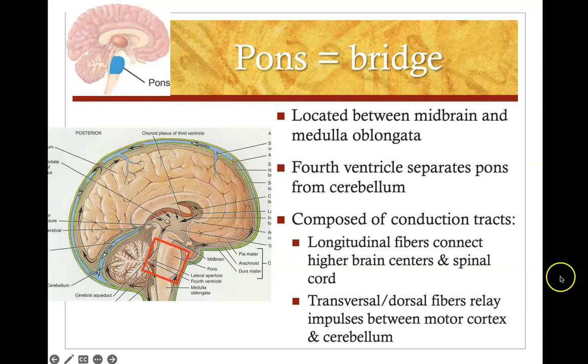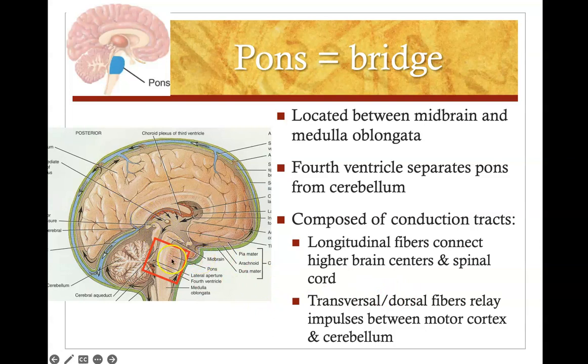Okay. And you're going to see that when you look at the pons, you can actually see all of these tracts. It's going to be composed of lots of conduction tracts. So it's going to have longitudinal fibers running through here, kind of towards the back of the pons, that are going to connect, obviously, again, higher brain centers to the spinal cord. So again, those motor and sensory tracts have to run through somewhere. They've got to run through this part of the pons here to get to those higher areas in the brain.